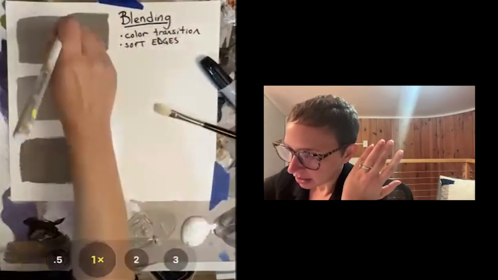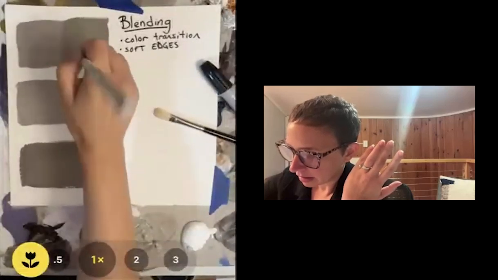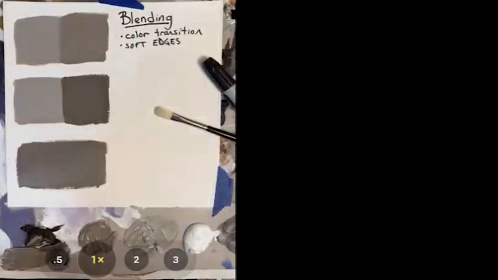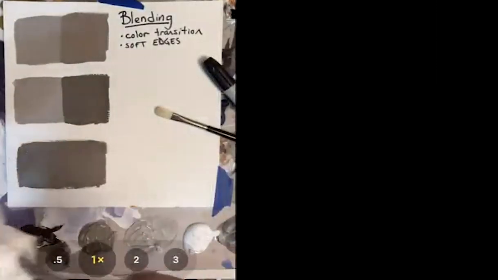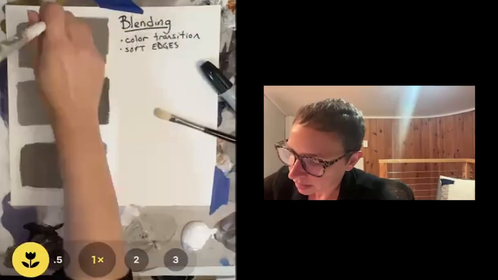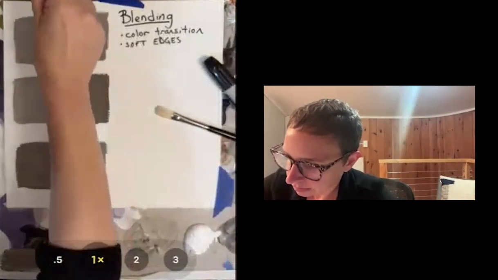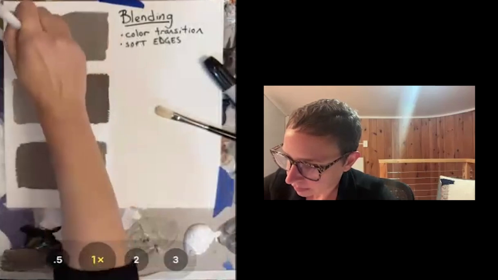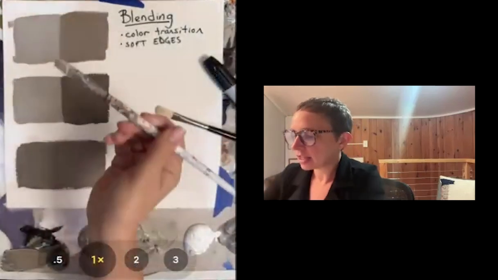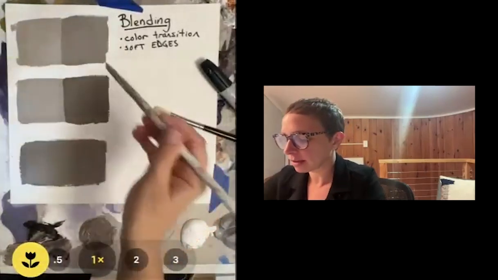So this is my darker value here. Wipe my brush. I grab my lighter value. All right, so then you re-wet the lighter value, right? It takes time. And then you wipe your brush. It's important to be wiping your brush throughout the blending process.